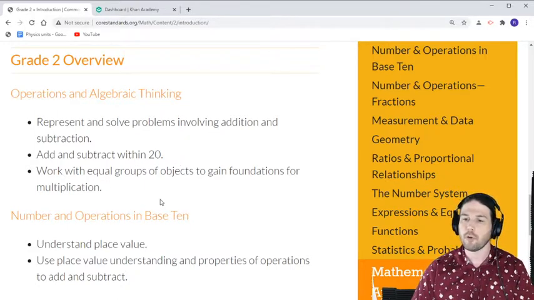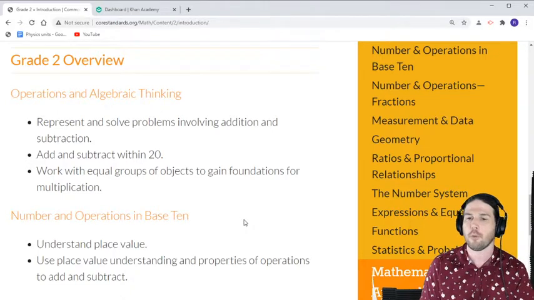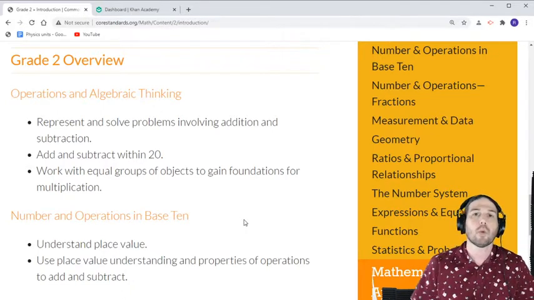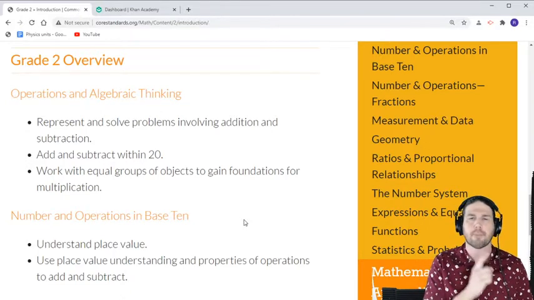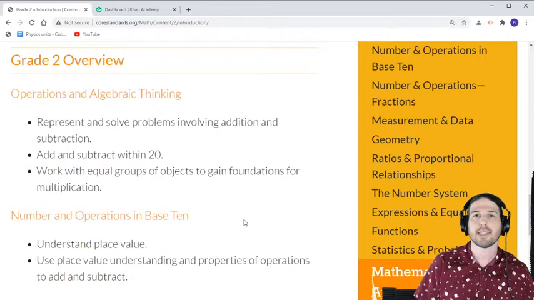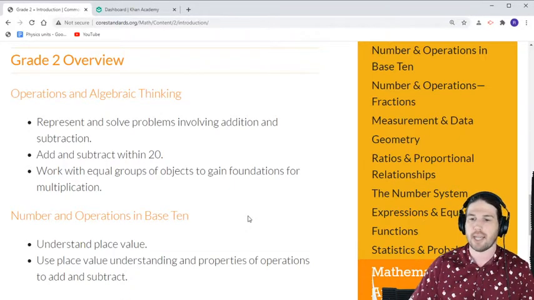Work with equal groups of objects to gain foundations for multiplication. I don't know if we're actually going to start multiplying in second grade, but we will start adding like 3 plus 3 plus 3 plus 3. And we're going to start visualizing it in a way that will lead to multiplication later.